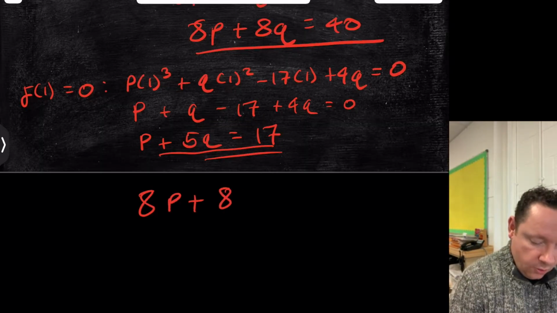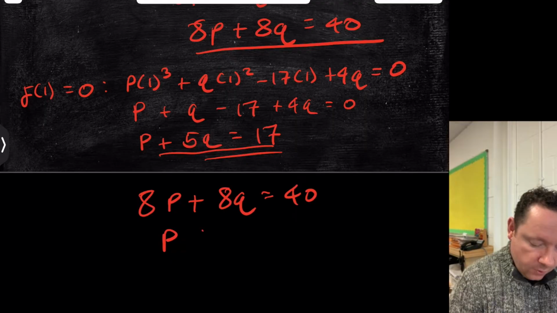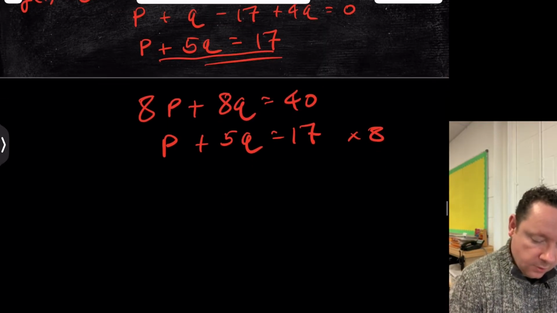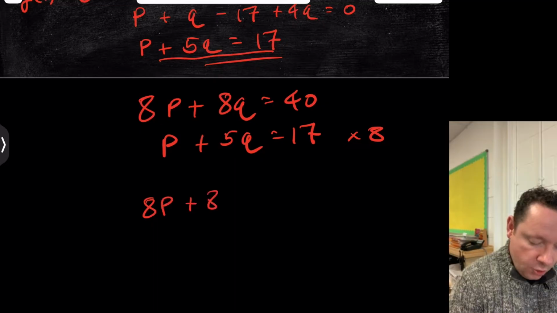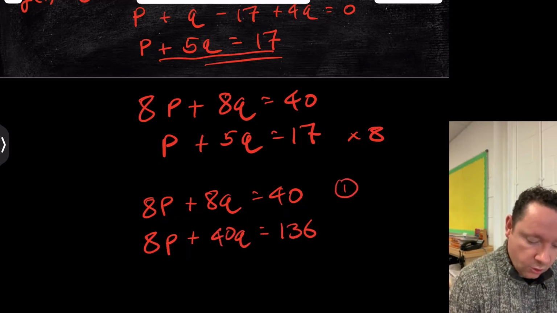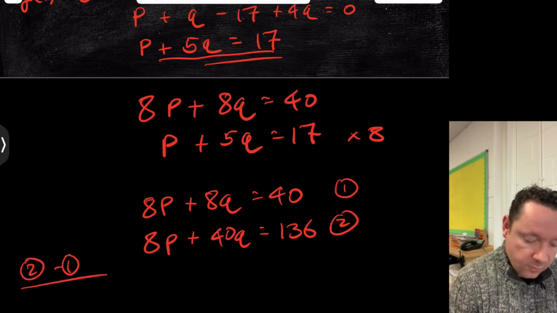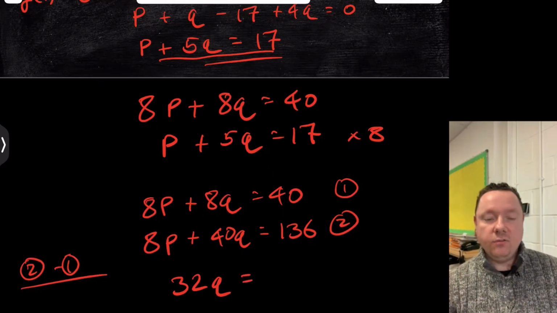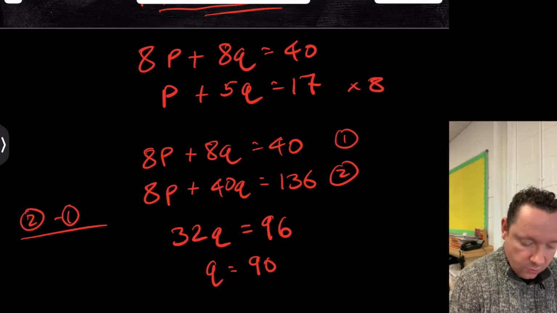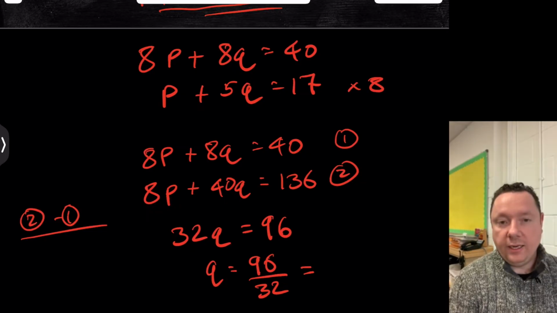8p plus 8q equals 40, and p plus 5q equals 17. So we can either eliminate the q's or eliminate the p's. I'll just eliminate the p's by timesing this one by 8. So that gives me 8p plus 8q is equal to 40, and 8p plus 40q is equal to 136. Call that 1 and 2, and we're just going to do 2 take away 1. So that gives me 32q, and 136 minus 40, 96. So therefore q is 96 over 32, which is 3.